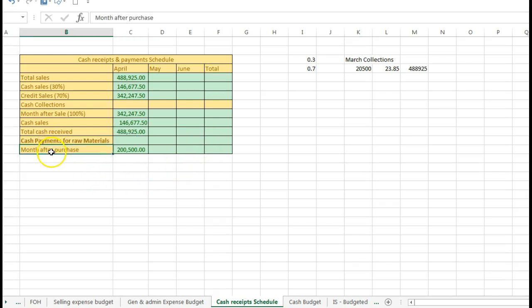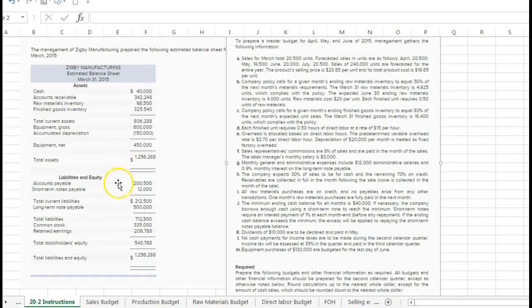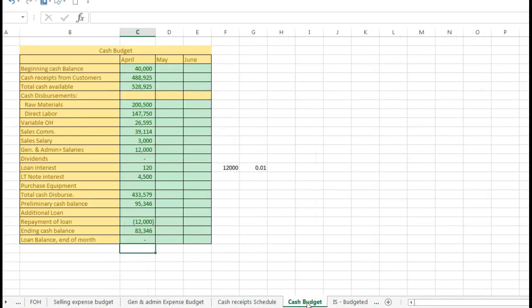This cash payments is everything AP after the month after purchase. If you look back, let's go back one more time here. Their accounts payable was $200,500, so they're going to pay all of that off. So that is an expenditure on the cash receipts and cash disbursements. So keep those numbers in mind, because now you're going to move and do a cash budget for April.